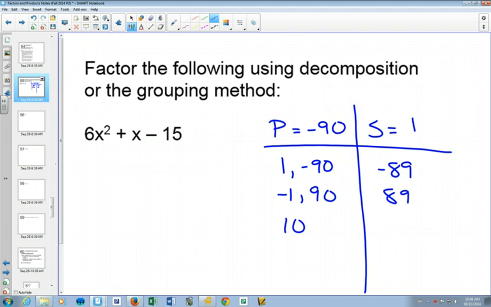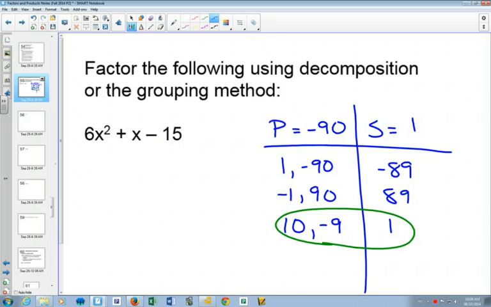10 and negative 9. 10 times negative 9 is negative 90, right? And when I add those together, I get 1. So this is the first step. It's actually the first and second step.